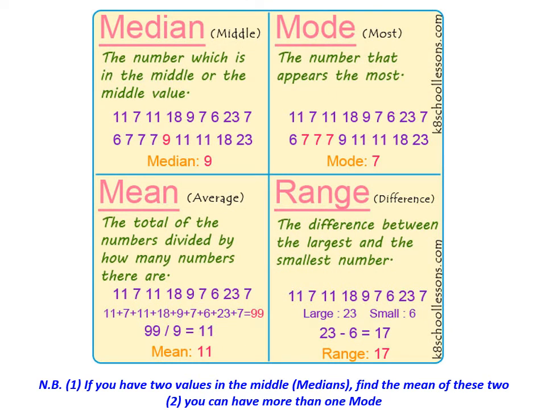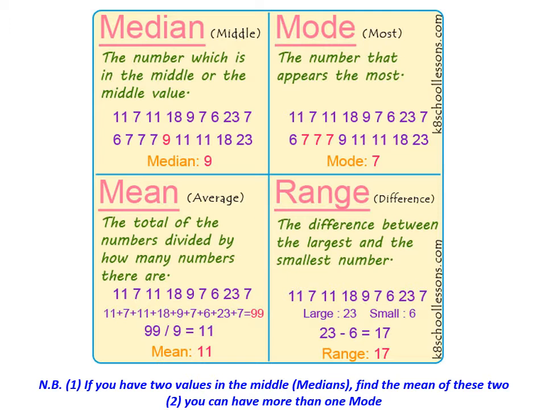Median, mode, mean, range. What is the difference between these words? Median means the middle, or the number which is in the middle of the values. We have 9 values here: 11, 7, 11, 18, 9, 7, 6, 23, and 7. If we arrange these values in order from the smallest to the biggest, 6, 7, 7, 7, 9, 11, 11, 18, and 23, we will find that the number which is present in the middle is 9. So 9 is the median.